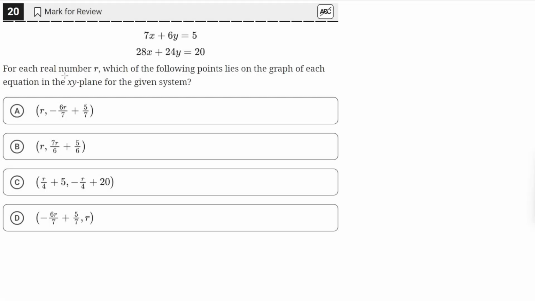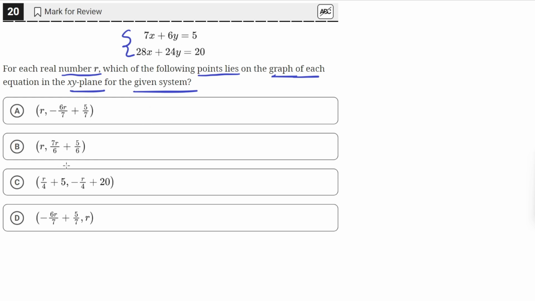For each real number r, which of the following points lies on the graph of each equation in the xy plane for the given system? So we have this system of equations here, these two equations, and we're asked to find which of these points lies on the graph of these two equations, meaning these points satisfy an intersection between these two lines. So these points lie on both of these two equations here.